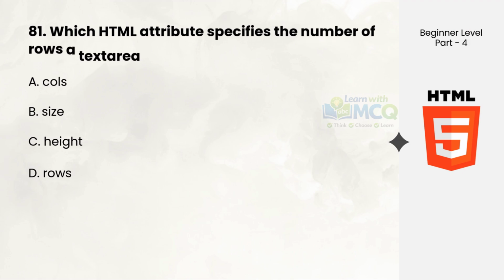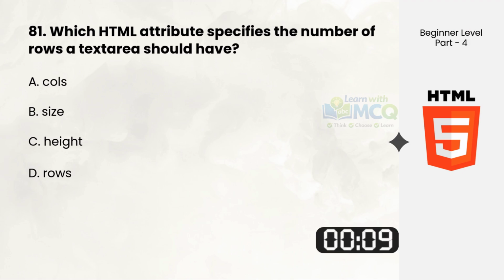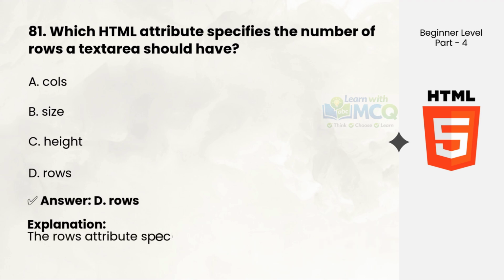Question 81. Which HTML attribute specifies the number of rows a text area should have? Options are A. Calls, B. Size, C. Height, D. Rows. The correct answer is D. The rows attribute defines the number of visible text lines in a text area.